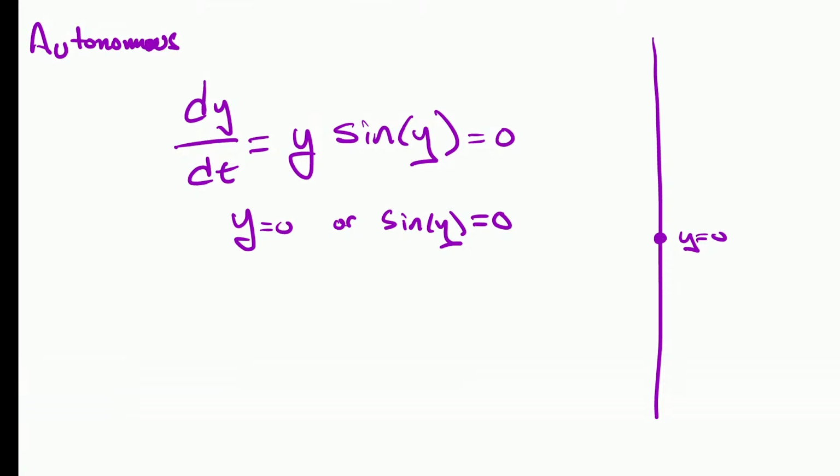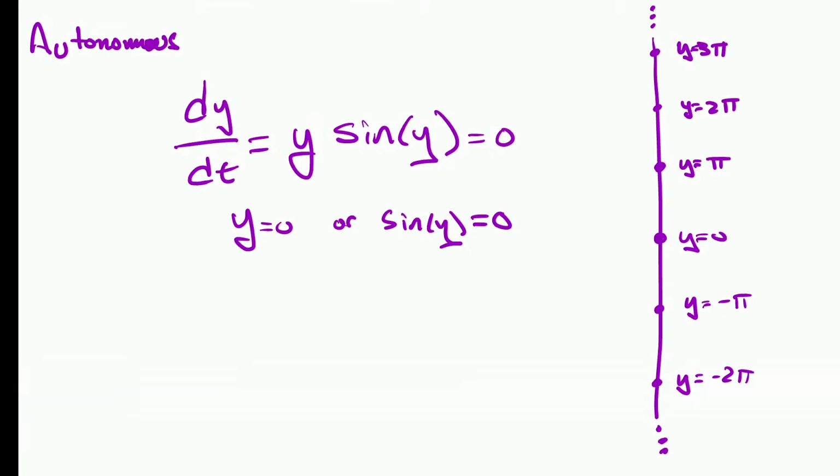Does anyone know offhand when sine of y equals 0? Oh, that's right. Multiples of pi. Every multiple of pi, including 0, by the way. So you have pi, 2 pi, 3 pi, and some dots there because we get tired. And y equals negative pi, y equals negative 2 pi, and some more dots.